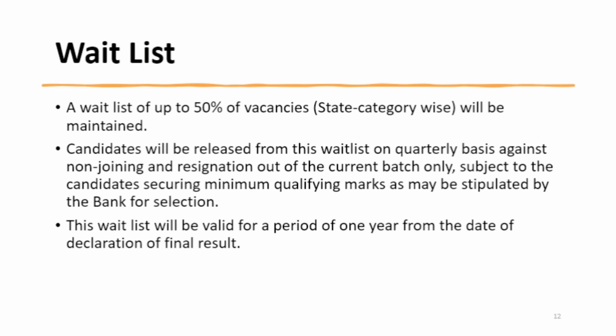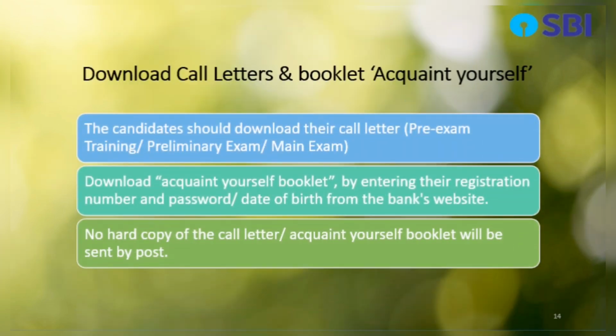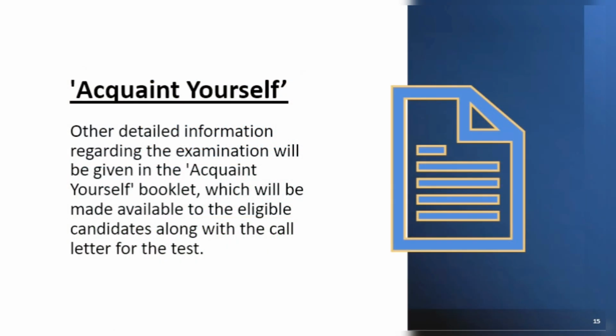Call letter. Download call letters and the booklet Acquaint Yourself. The candidate should download their call letter for pre-exam training, preliminary exam and main exam, and download the Acquaint Yourself booklet by entering their registration number and password/date of birth from the bank's website. No hard copy of the call letter or Acquaint Yourself booklet will be sent by post. Other detailed information regarding the examination will be given in the Acquaint Yourself booklet, which will be made available to eligible candidates along with the call letter for the test.